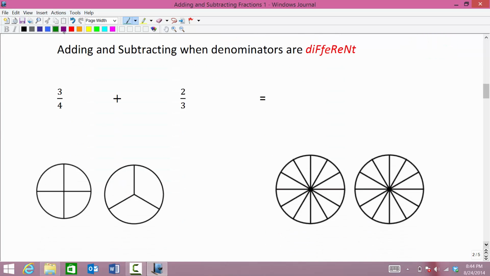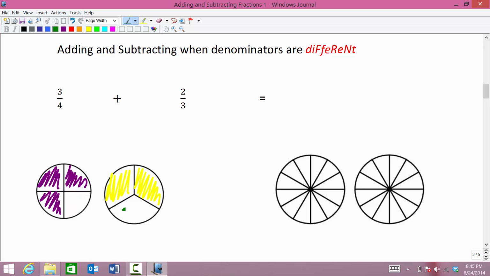What if our denominators are not the same? Here we run into a problem because we have 3 out of 4 equal pieces. So if I shade 3 out of 4 plus 2 out of 3 equal pieces, the problem is that the pieces are not the same size, they're not the same denomination. This is 1/4, 1/4, 1/4, 1/4. This is 1/3, 1/3, 1/3. The pieces are not the same size.